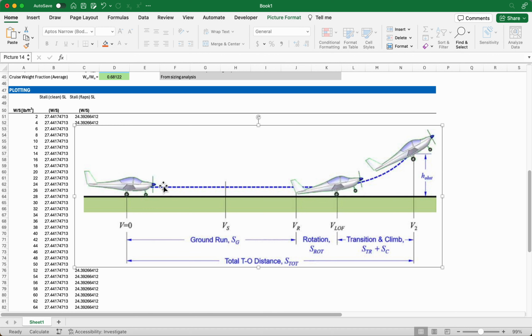Your ground run is essentially how long you're traveling along the ground, so your wheels are in contact with the ground, minus this rotation. So when you have all wheels in contact with the ground. And your total takeoff distance includes the additional distance it takes to rotate your aircraft to start generating enough lift for all wheels to leave the ground, and then the distance traveled when you are climbing over some obstacle. Depending on the requirement, it might be a 50-foot obstacle if it's a Part 23 certified aircraft, or a 35-foot obstacle for Part 25 takeoff conditions.